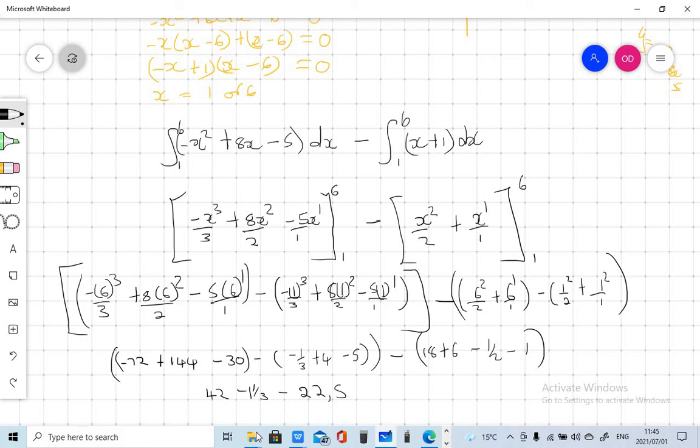So your final answer is going to be 42 minus 1 and a third minus 22.5. So your final answer is equal to 18.167 units. That's the area there. Okay, so basically that's how you can use integration to find the area under a curve or the area between two curves. Thank you for watching.